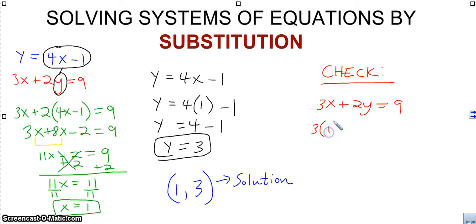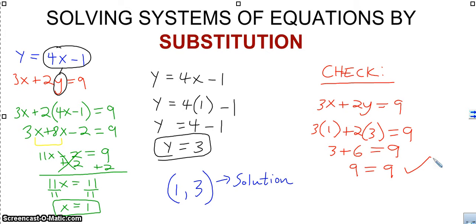3 times 1 plus 2 times 3 equals 9. Let's see. 3 times 1 is 3 plus 2 times 3, which is 6. Yeah, 3 plus 6 is 9. 9 equals 9. It checks out. Excellent. I like when things check out. Love when a plan comes together.